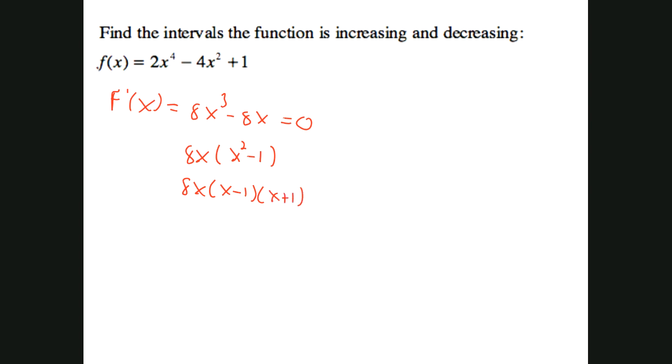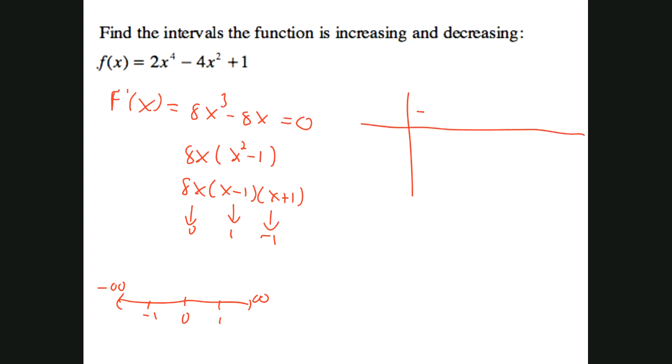My solutions are 0, 1, and -1. If I set up a number line, I just put those on there: -1, 0, 1. This is negative infinity and this is positive infinity. So my intervals in this problem are going to be from negative infinity to -1, from -1 to 0, from 0 to 1, and 1 to infinity. Those are my intervals. Now I have to try every value in here.